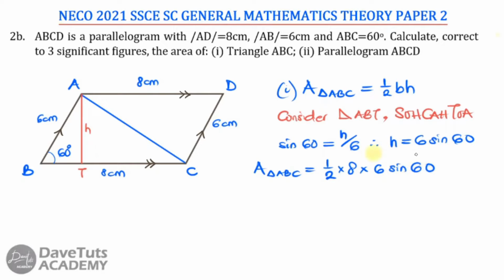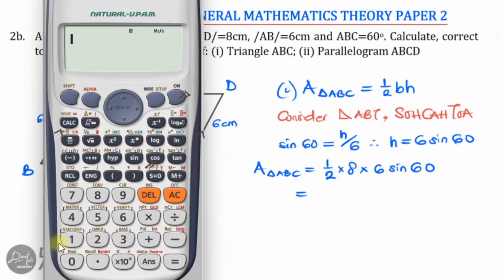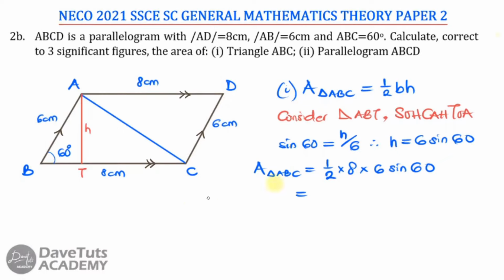So this is what we need to put into our calculator. I will get the area out, and then we can evaluate it correct to 3 significant figures as requested. So let's bring out our calculator. We are going to have half, which is 0.5, times 8 times 6 sine 60. We close that bracket. So this is 12 root 3, or I can take it at 20.7846.